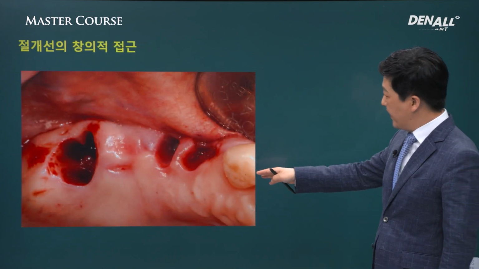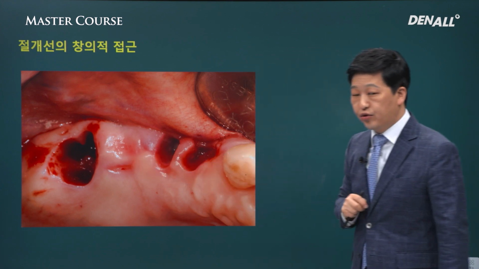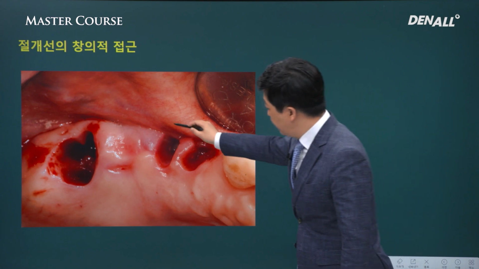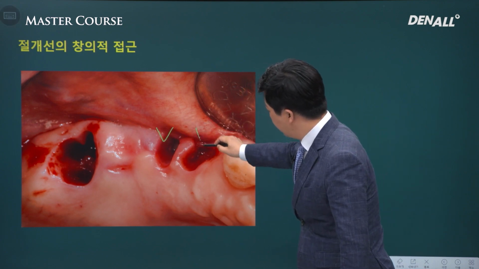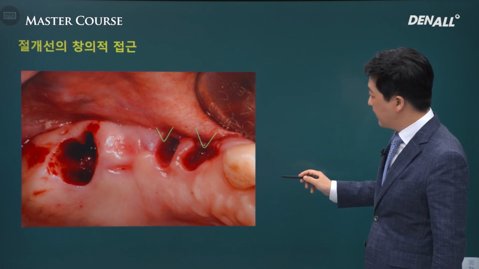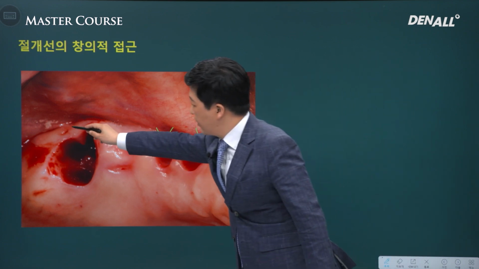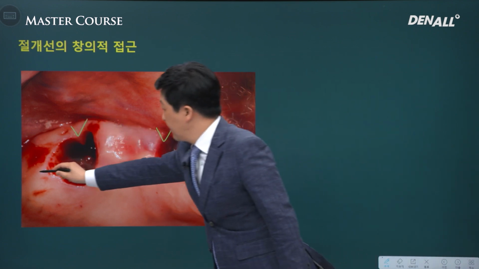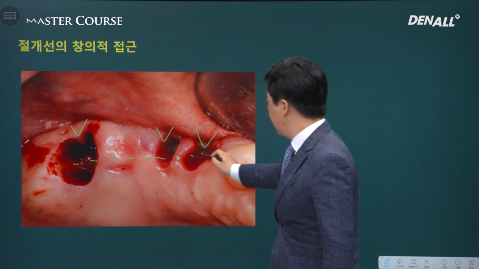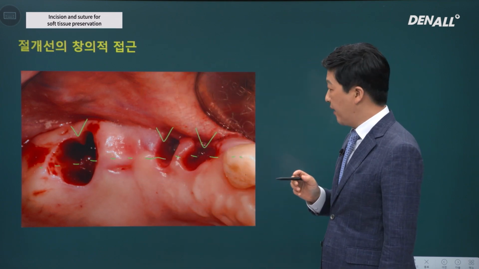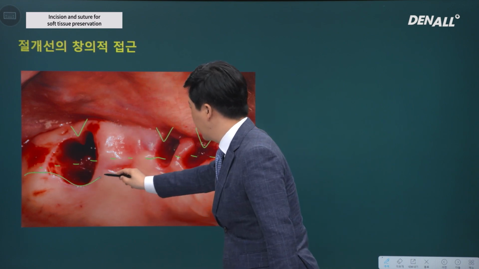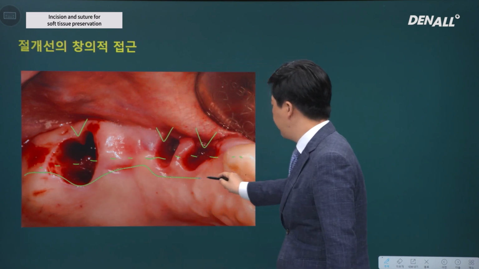Let's look at this case. After extraction, socket preservation is being attempted in this case. You can see significant granulation tissue in the extraction socket. In this case, what kind of incision should I make? Should I do it like this? No. In this case, the incision line should avoid the immature tissue.